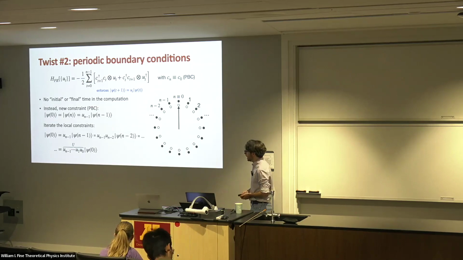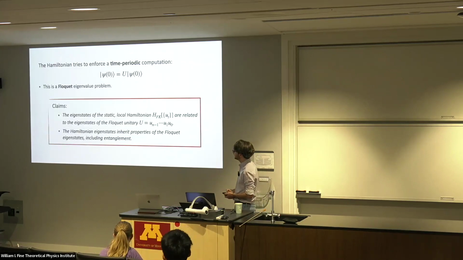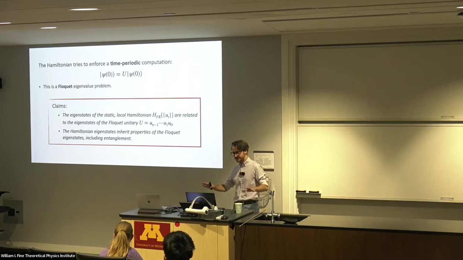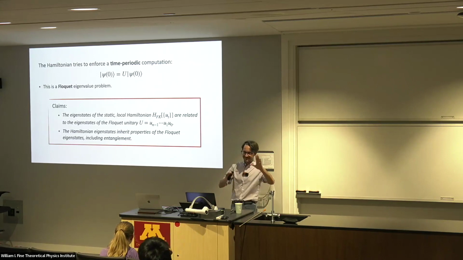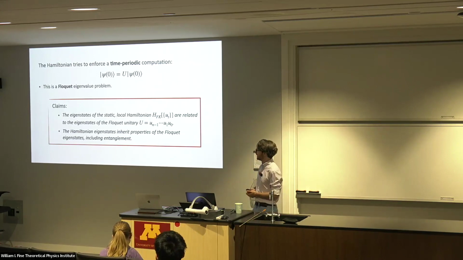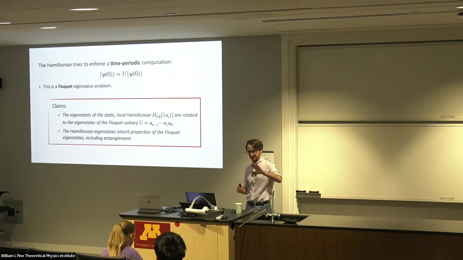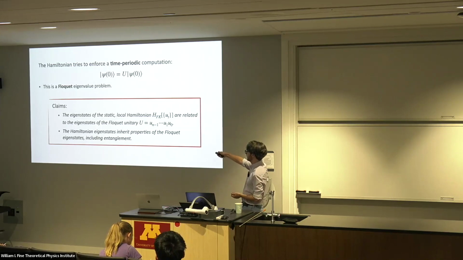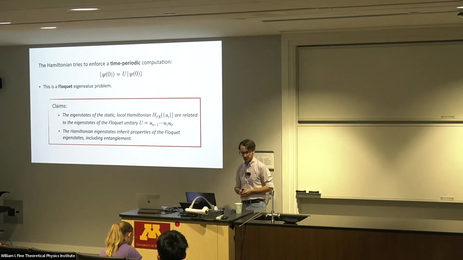Okay, and so what do we have here? We have a Hamiltonian that is trying to enforce a time periodic computation, saying, I don't know what the input state is. I want it to be the same as the output state. That's a bit unusual in quantum computing, but it is very standard in a different field, which is Floquet physics, the physics of periodically driven systems. So what we have here is a so-called Floquet eigenvalue problem. It's just a question of what are the eigenstates of a many-body unitary operator.